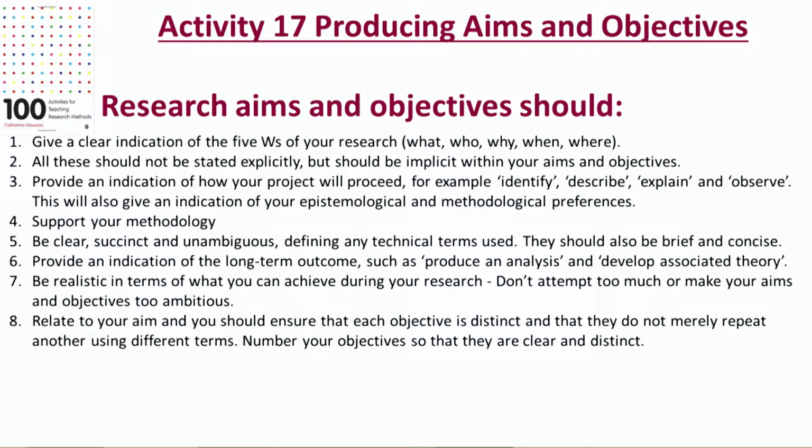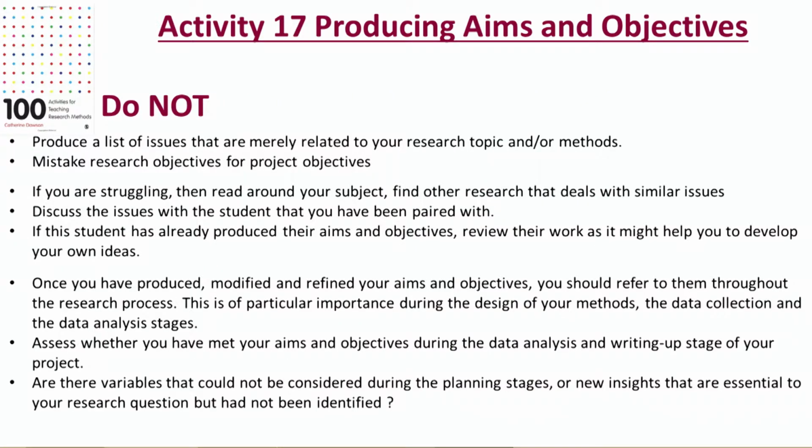Relate to your aim, and you should ensure that each objective is distinct and that they do not merely repeat one another using different terms. Number your objectives so that they are clear and, again, distinct. Distinct means different, and so there is often more than one objective. They need to be different from each other. These are some things about what not to do when producing aims.